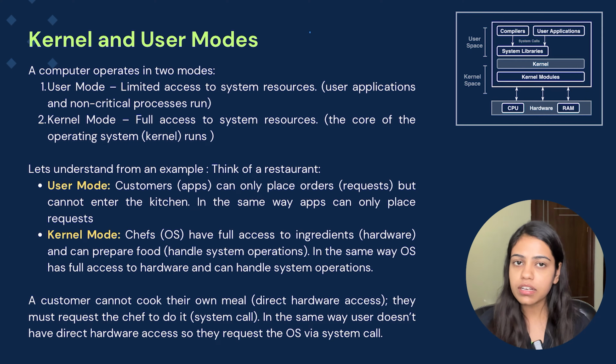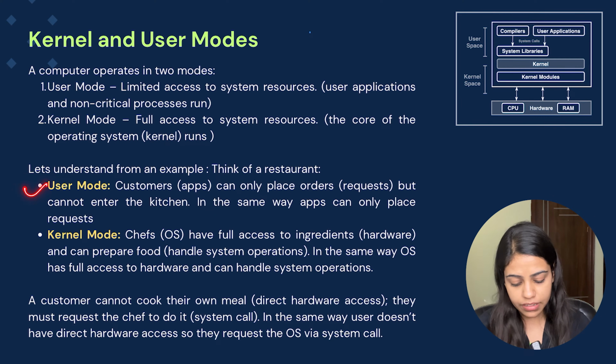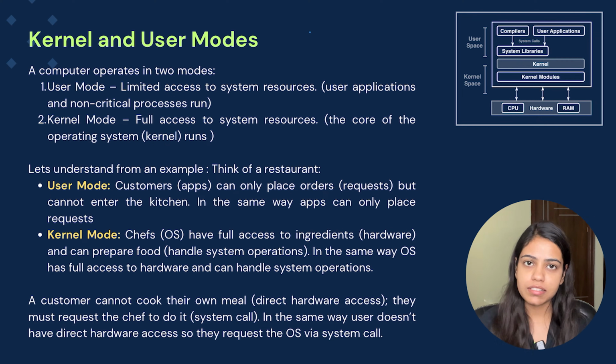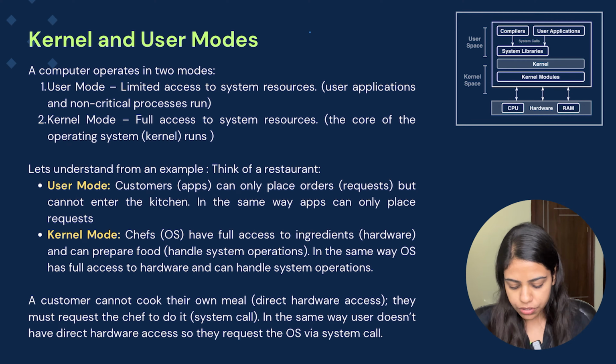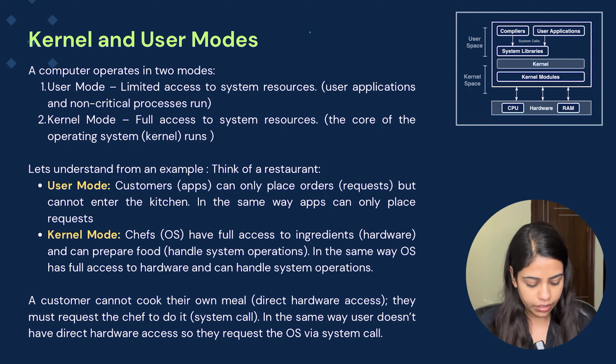So, this happens in the kernel mode where the operating system has the full access to the hardware and it can handle the system operations. While in the user mode, the apps can only place a request via a system call. So, a customer cannot cook their own meal. They have to request the chef to do it. In the same way, user doesn't have the direct hardware access. So, they have to request the operating system via a system call.